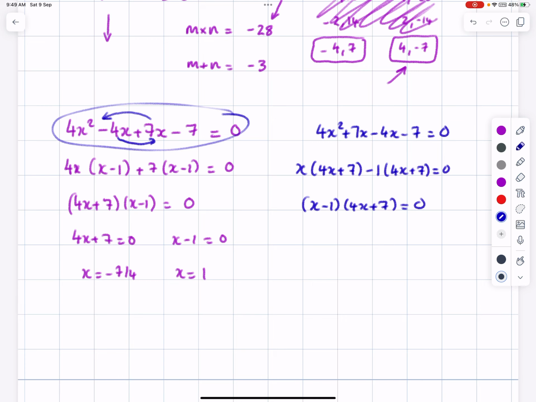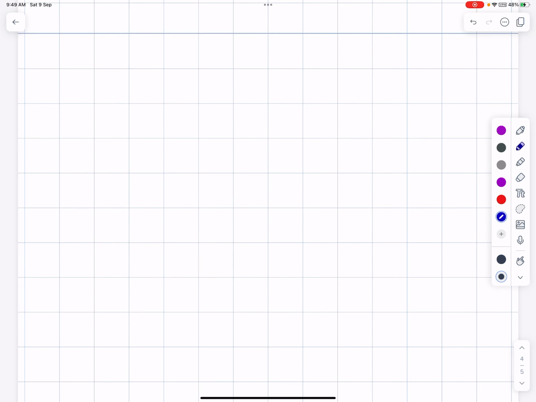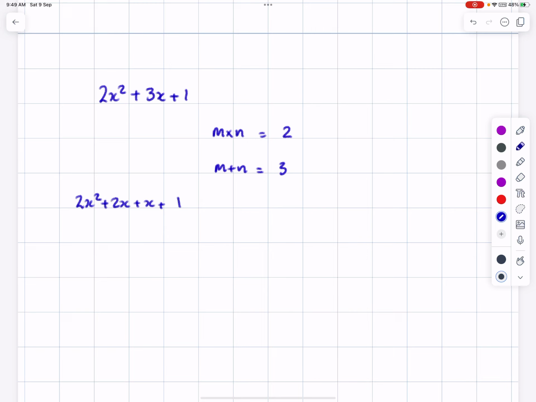So the only other one I will try, just really, really quickly, say that we had something like this: 2x squared plus 3x plus 1. I'm just going to factorize it. If I'm factorizing this one, I would see that m times n and m plus n. So m times n works out to be AC, works out to be 2. M plus n works out to be 3. What two numbers multiply together to make 2 and add together to make 3? It's 2 and 1, isn't it? So we could end up with 2x squared plus 2x plus x plus 1 here doing that.